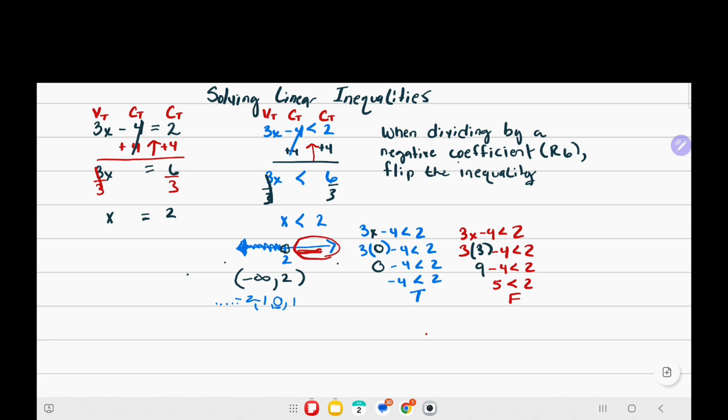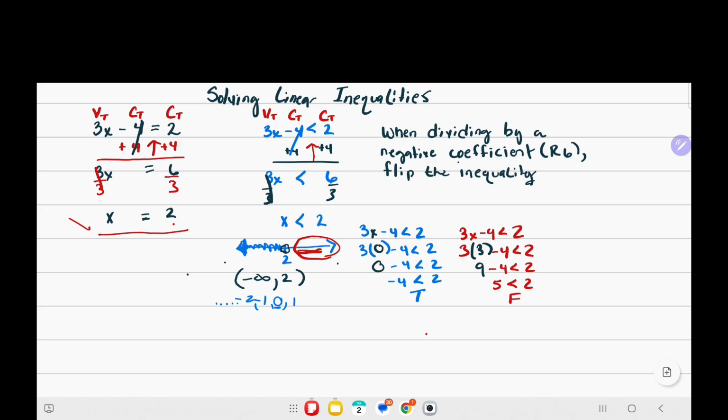So the whole thing you're trying to do is find out what range of numbers, what set of real numbers, will make the statement true. That's it. When we had an equation, there was only one number that'll make the statement true. So we plug that 2 back into both sides, and that will make that whole statement true. 2 going in where the x is. 3 times 2 is 6. 6 minus 4 is 2. That's 2 equals 2. True.